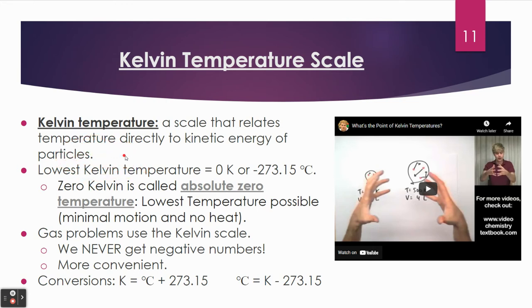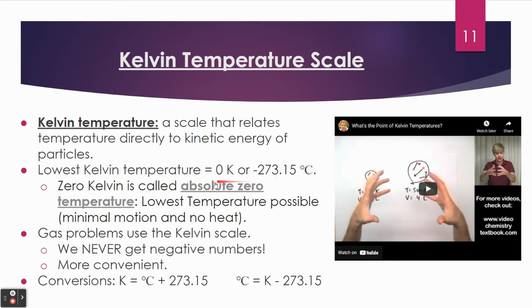And the Kelvin temperature scale is convenient. Well, first of all, because it gives you a direct relationship between the temperature and the energy, but also because you don't get negative numbers with Kelvin. The Kelvin scale does not have negative numbers. The lowest temperature you can get for Kelvin is actually 0 Kelvin. If you were to convert that to degrees Celsius, it's negative 273.15 degrees Celsius.